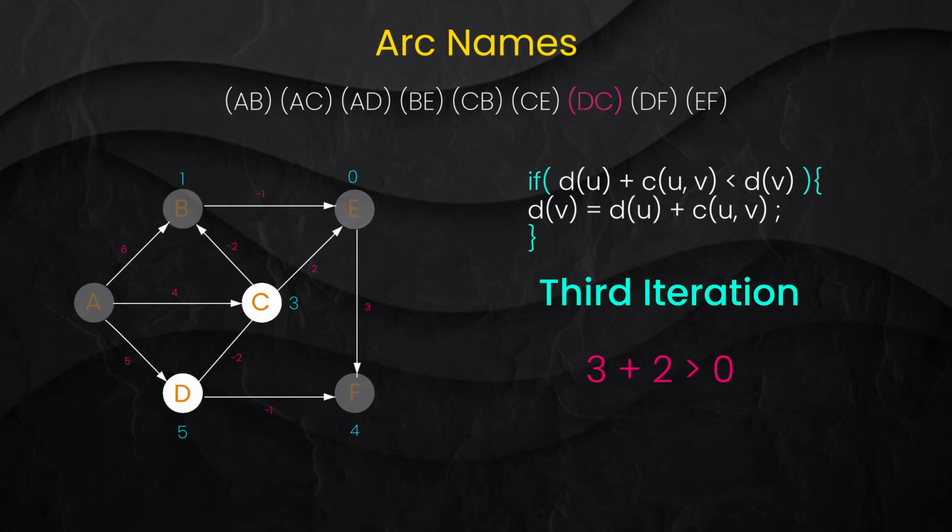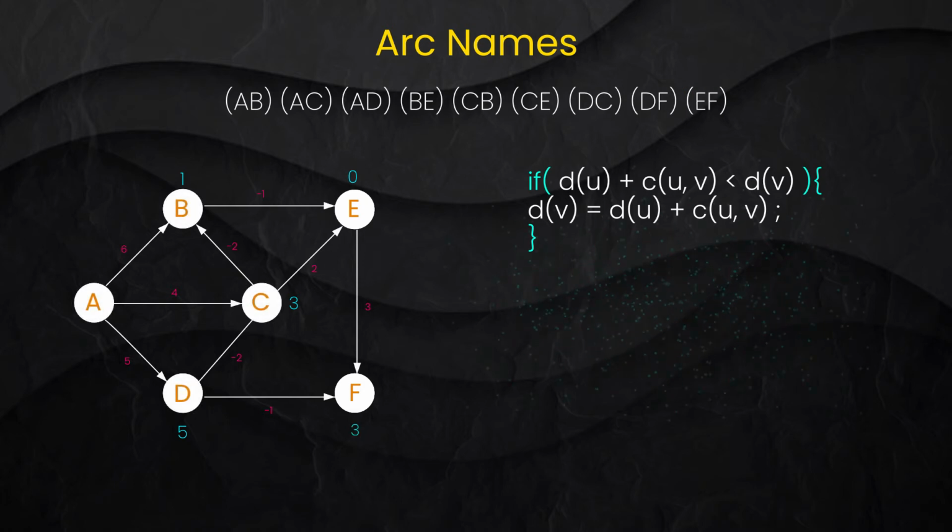Then comes DC. DC is 5 minus 2, that is 3, you will not update. Then DF. DF is 5 minus 1, that is 4, you will not update. Then EF. EF, that is 0 plus 3, that is 3, so you will have a change. It will be updated to 3. So our third iteration is also completed. Now look at the fourth iteration.